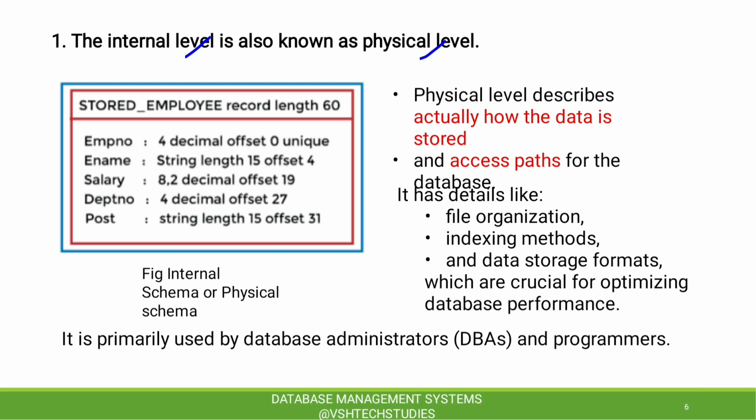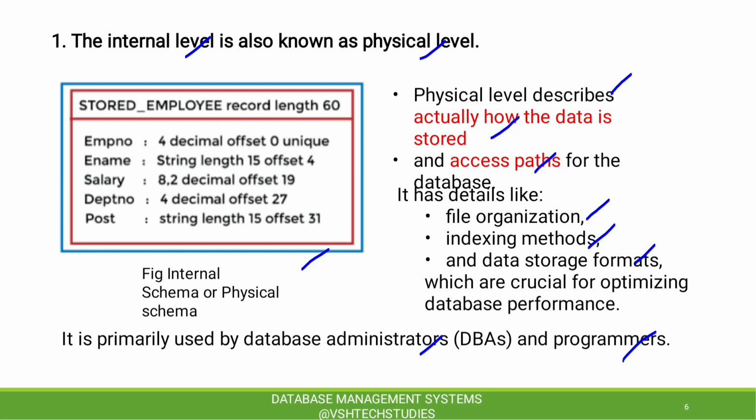Physical level schema describes actually how the data is stored onto the storage medium, say hard disk, and access paths for the database. It has details like file organization, indexing methods and data storage formats. It is primarily used by DBA, that is database administrators, and programmers. This figure shows internal schema or physical schema.